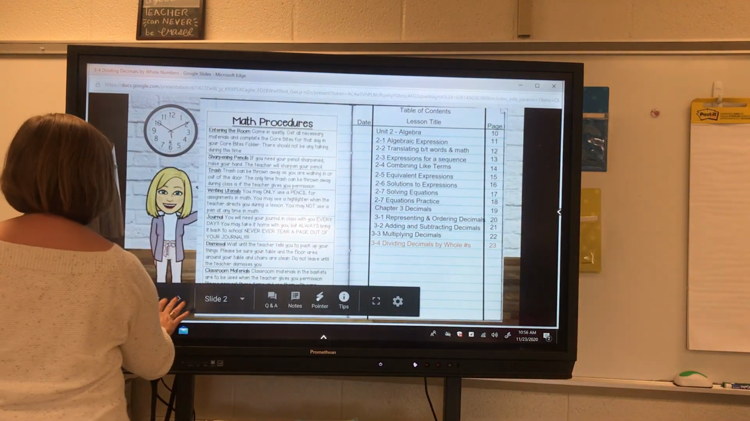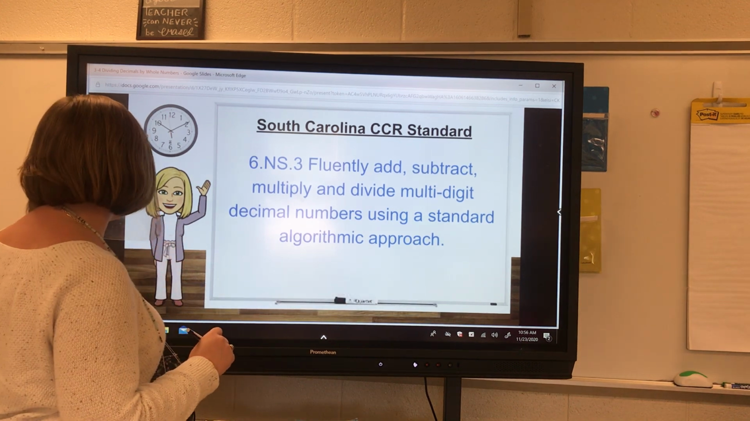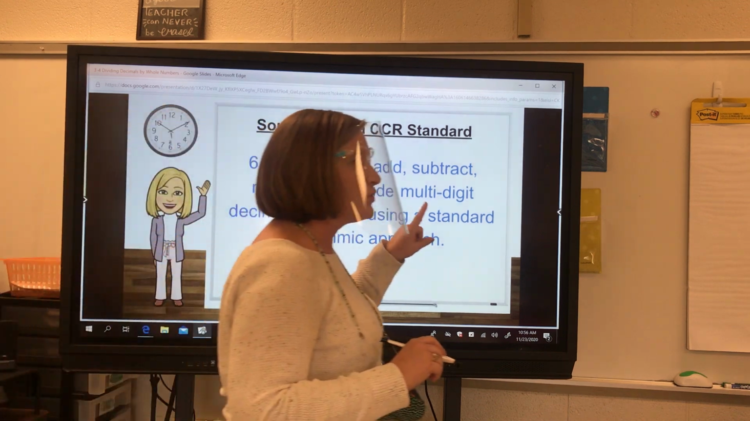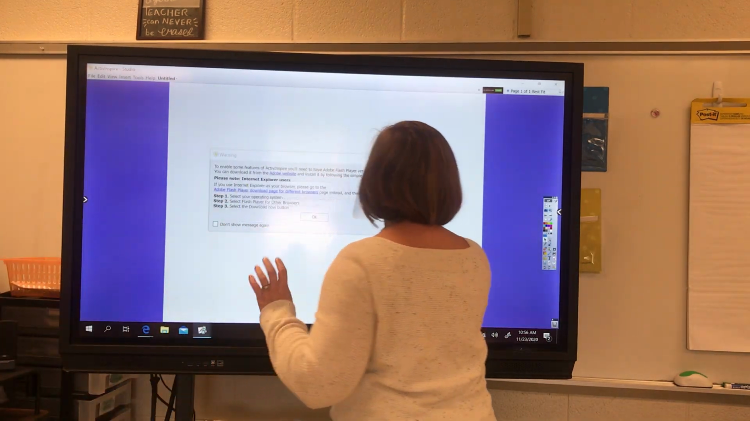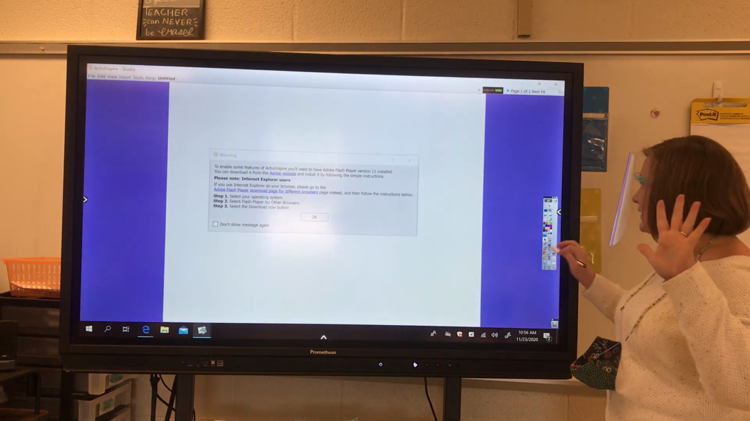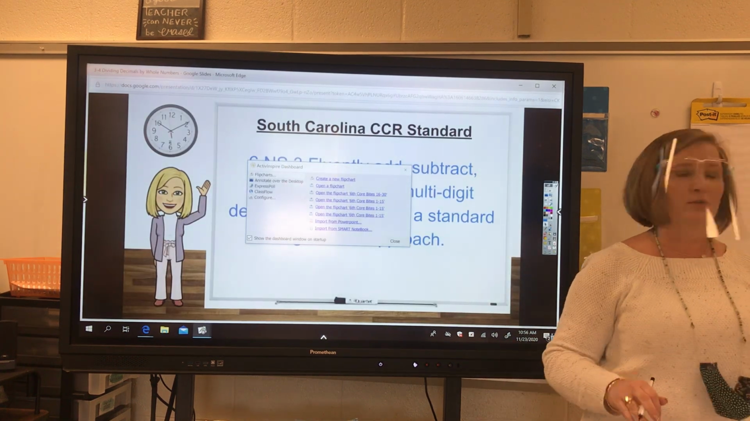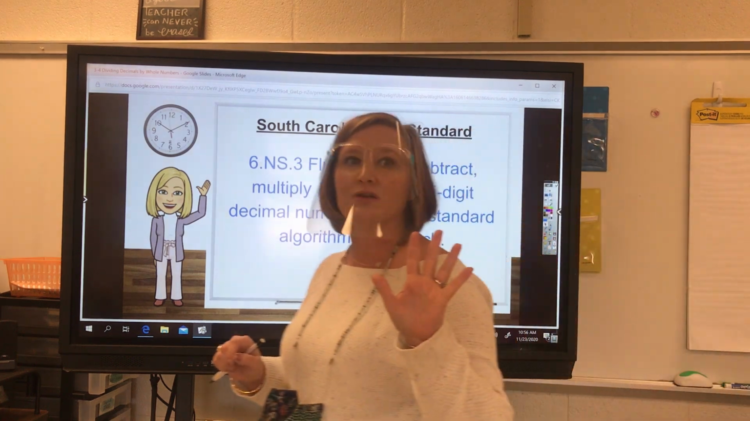Okay, so I want to talk about our standard just a little bit because we've been working on this the past two indicators. We said that fluently means that you can do it like you can read, okay? Or like you know your name, you can do it easily. Do you think that you can fluently add decimal numbers? I want a fist of 5. A fist means you have no idea what adding decimal numbers means. And a 5 means you feel pretty comfortable doing that. You feel like you can do it just like you can read.